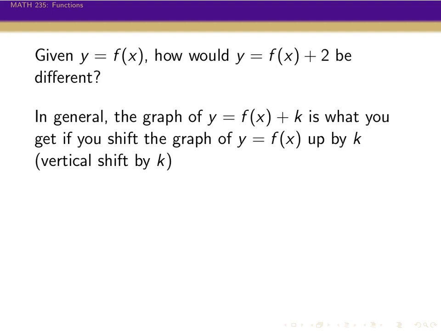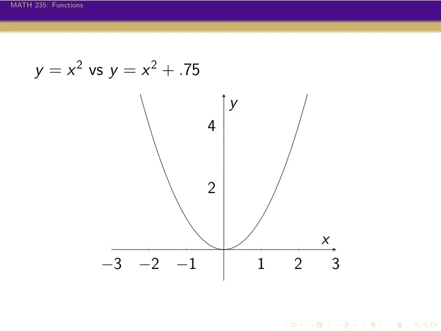And so in general, if we look at the graph of y equals f of x plus k, what this is talking about is we're increasing the output by k. And so this is going to give us a vertical shift by k. So if we start off, same as before, with x squared, but now we're going to look at x squared plus 0.75, so x squared plus 3/4, we're going to take all of our points here and shift them up by 3/4.